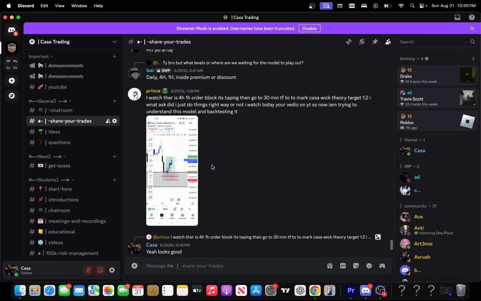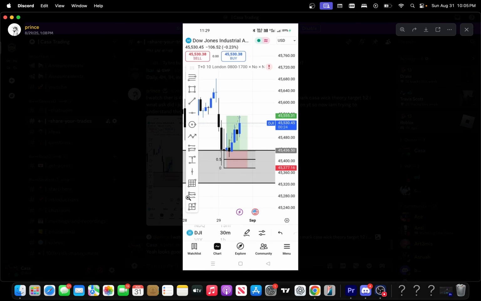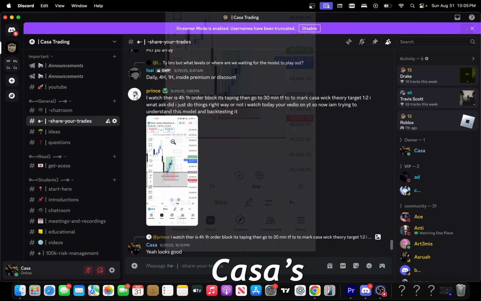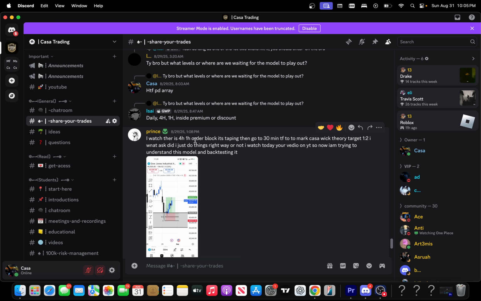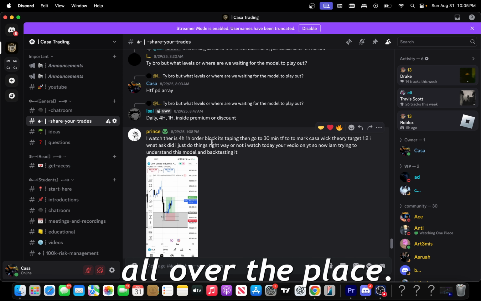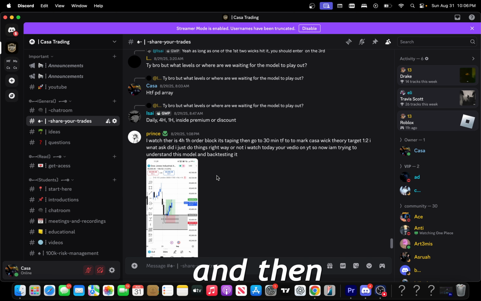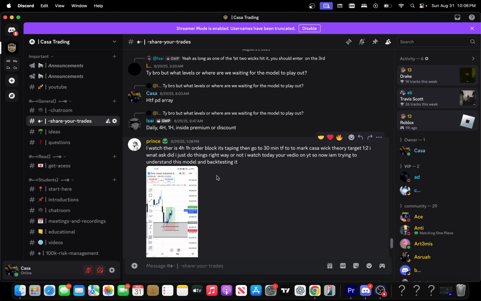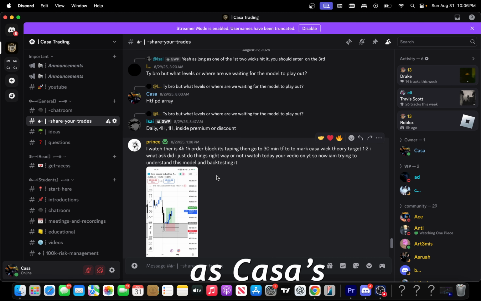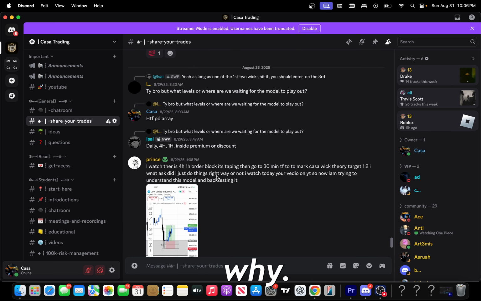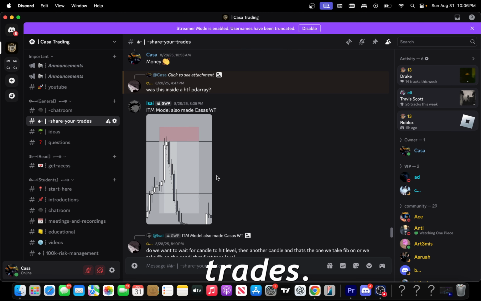And let's see this right here. That does look like Casa's Wick theory. But again, these time frames are just all over the place, so there's going to be a lot of noise. You could still 100% be profitable without the exact correlated time frames that I use. It's just going to be susceptible to what? Lower probability setups and setups just not holding. And then you're going to be questioning, yo, why is my win rate not as high as Casa's? And that's why.